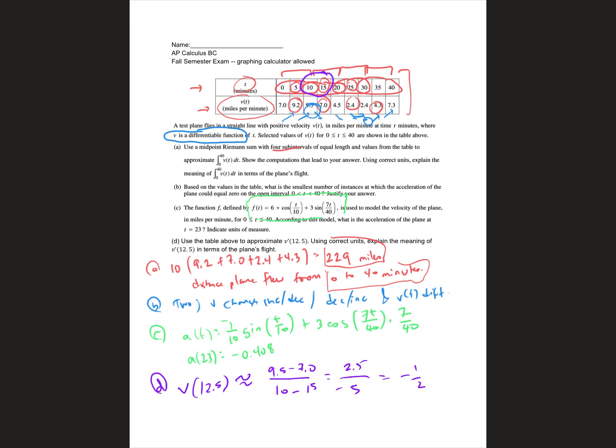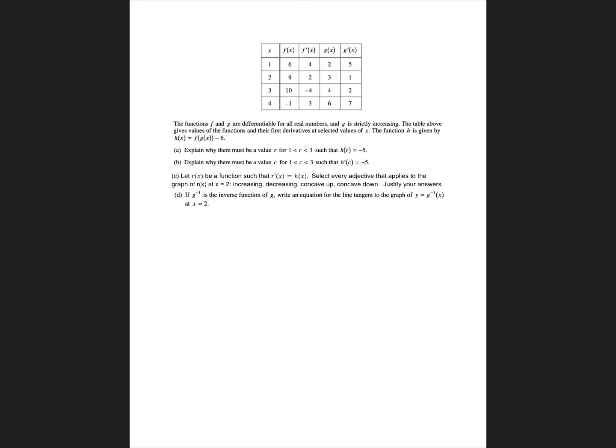And the units on that were going to be miles per minute squared. And the units here are in miles per minute. And your explanation could go a couple of different ways. You could say it's the average acceleration between 10 and 15 minutes, or you can say it's an approximation of the instantaneous acceleration at 12.5, and I forgot my prime, at 12.5 minutes. So that's question number 1. Question number 2.